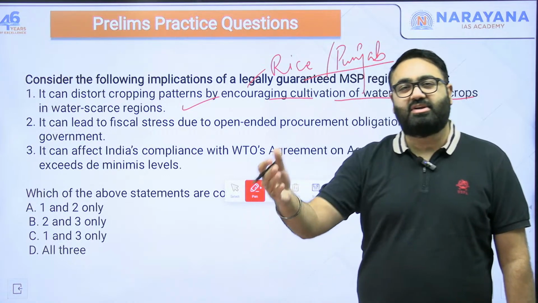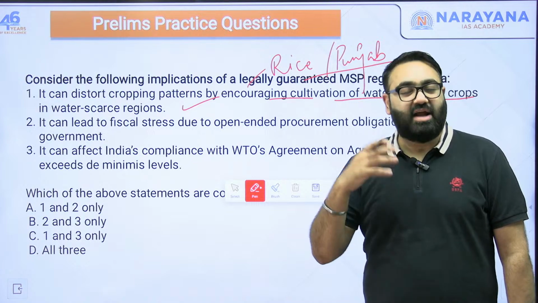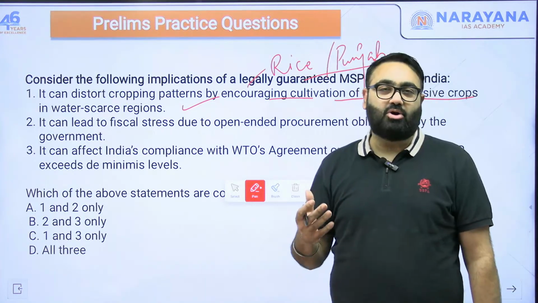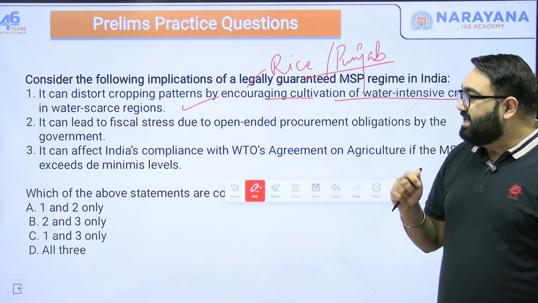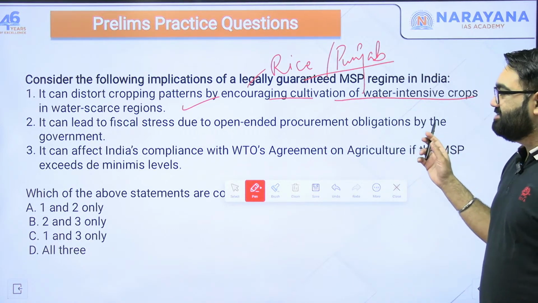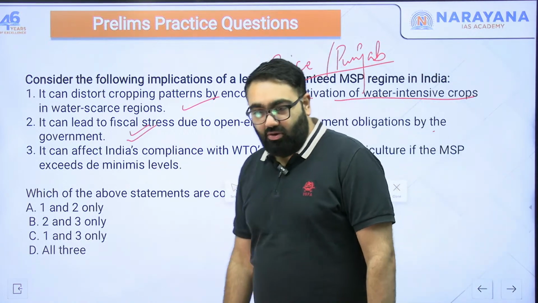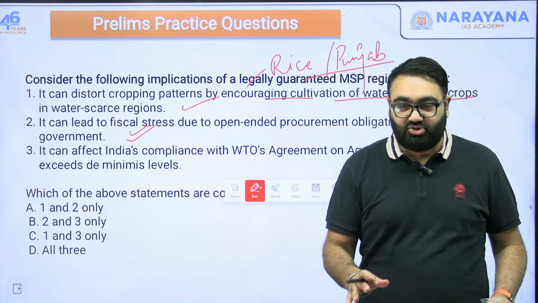It will be a step back in the government's efforts to push the farmers towards diversifying into cash crops and into other commodities. So first is correct. Second, it can lead to fiscal stress due to open-ended procurement obligations by the government. That is absolutely correct.